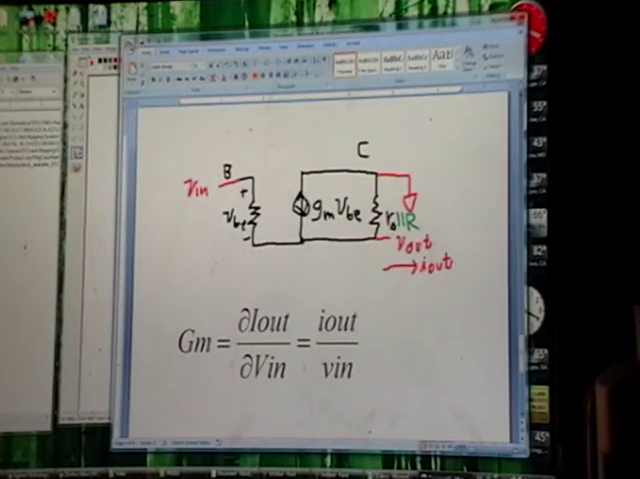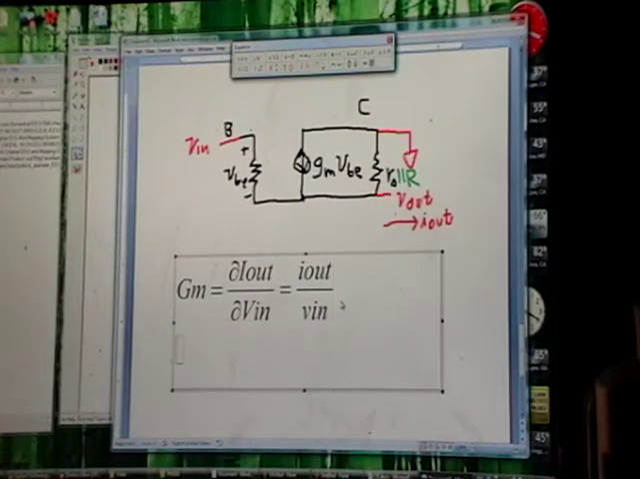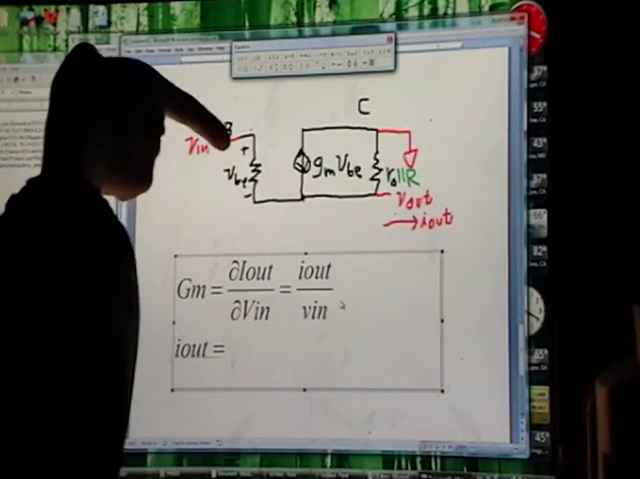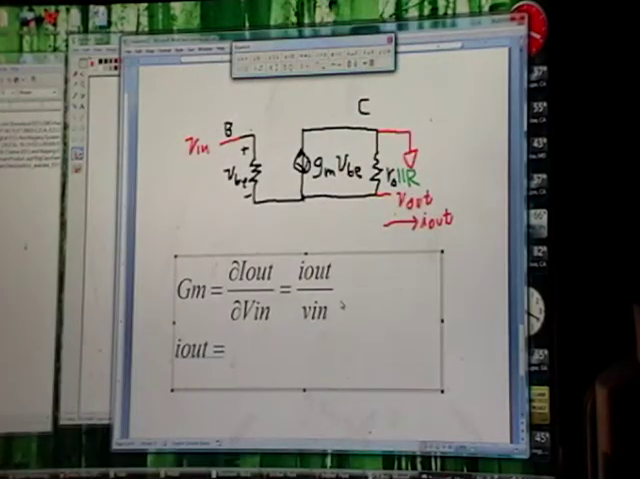So let's do a little more work here. Since it's not completely obvious, the first step we want to do is come up with an equation that relates I out and V in. Okay, let's find an equation for I out. I out equals the current coming from this direction, from this direction, from this direction.